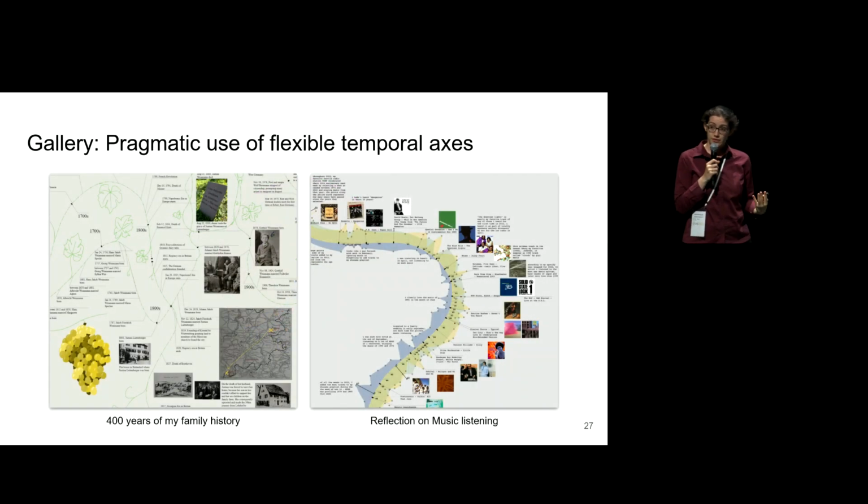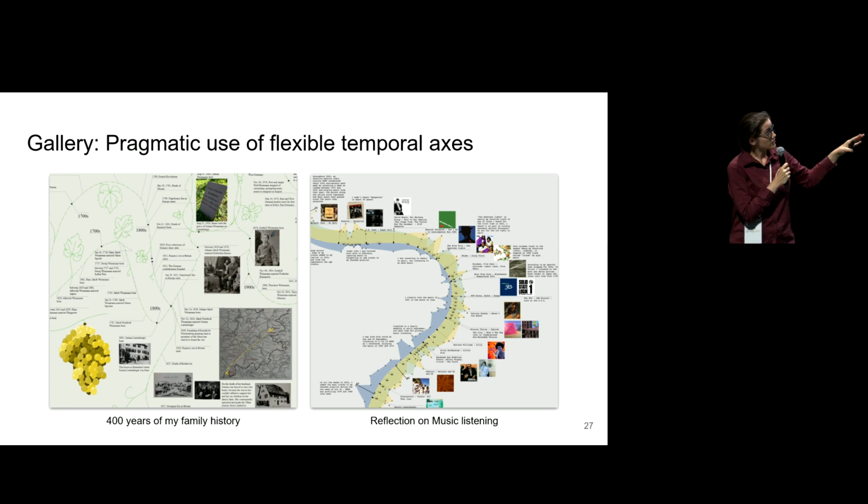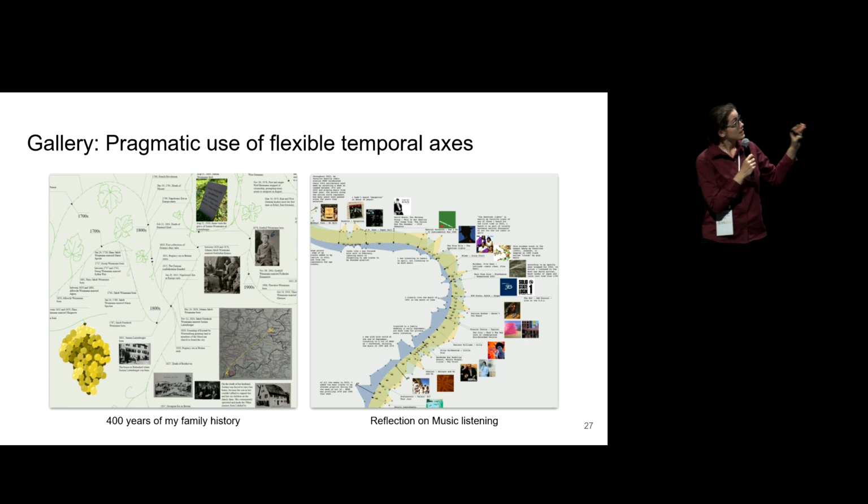Within our gallery, among other things, we demonstrate the pragmatic uses for idiosyncratic timelines. The visualization on the left is a visualization of 400 years of my own family history. I use the shape of the line to wrap around the media elements, thereby incorporating them into the visualization design. On the right, this is a visualization done by my colleague Matthew Brehmer. He visualized numerical data pulled from various music streaming services, and he chose to go with a line shape that bent outwards in order to incorporate the album covers around the numerical data.